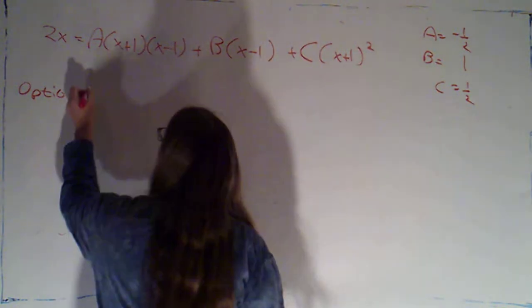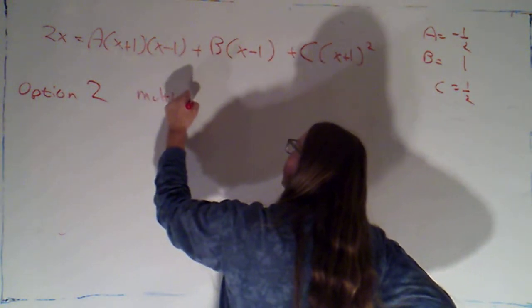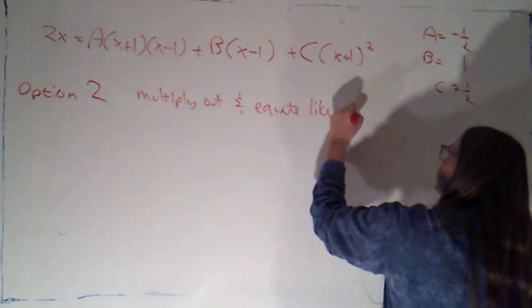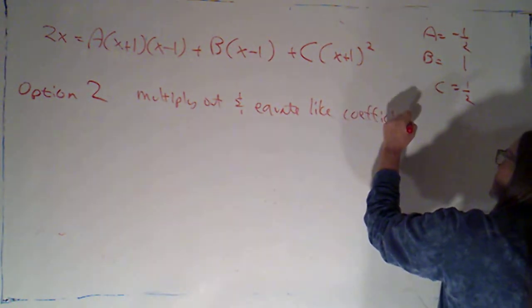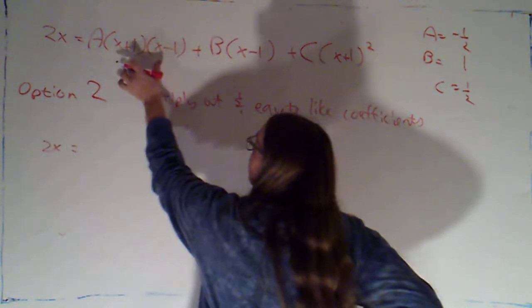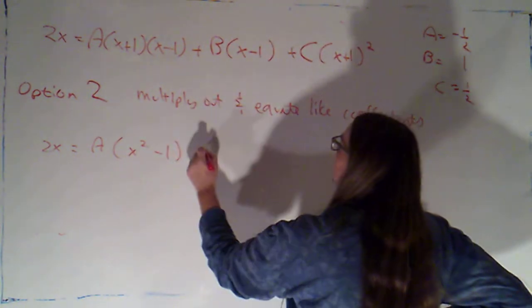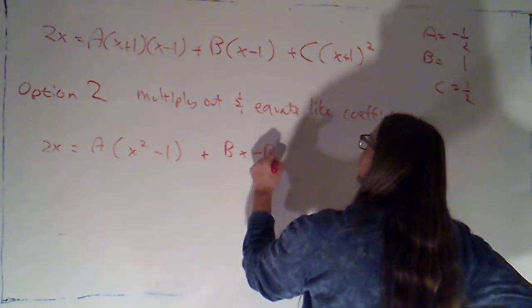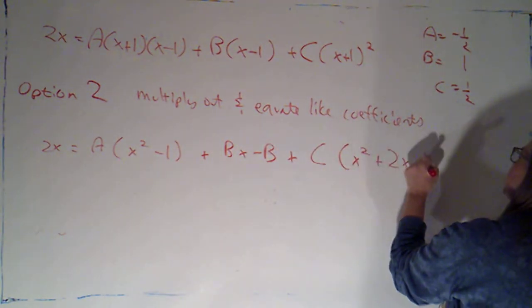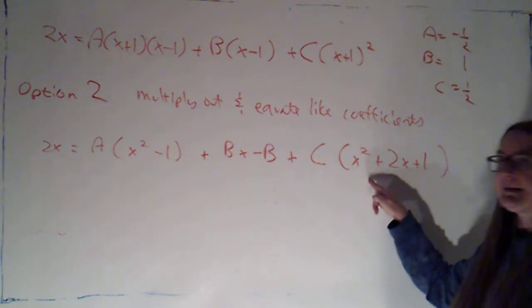Although sometimes when I have repeated linear factors, I'll do that for the first two, and then I'll switch to option 2. So option 2 is to multiply out and equate like coefficients. So I've got 2x on the left side. This is going to be a times x squared minus 1 plus bx minus b plus c times x squared plus 2x plus 1. So I'm multiplying things out. Now I've still got to distribute the a here and the c here.